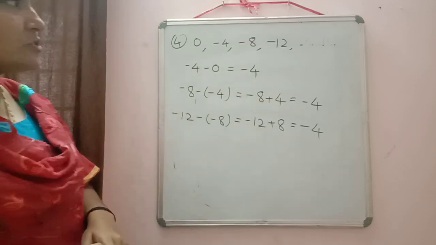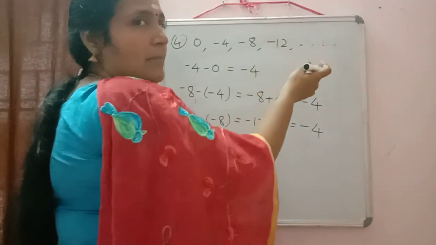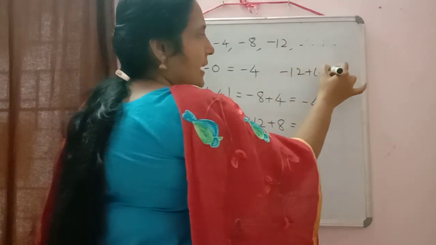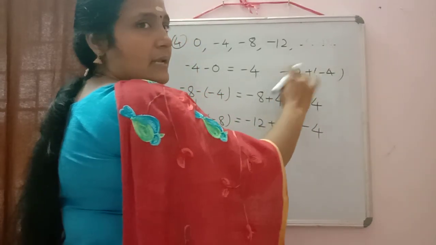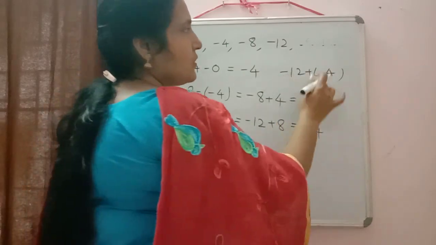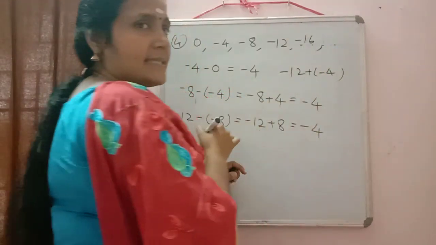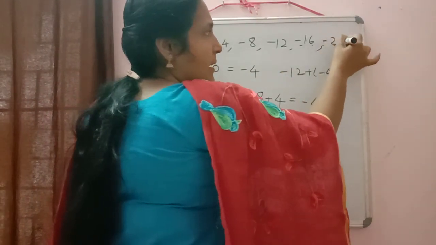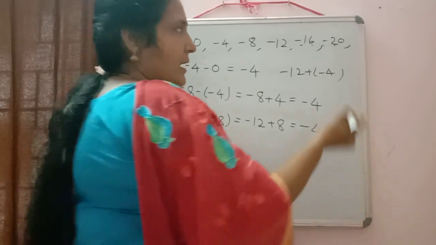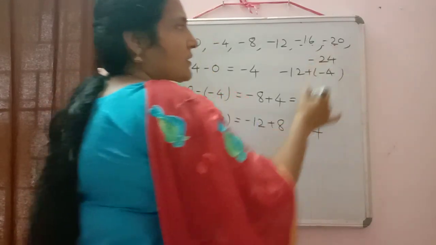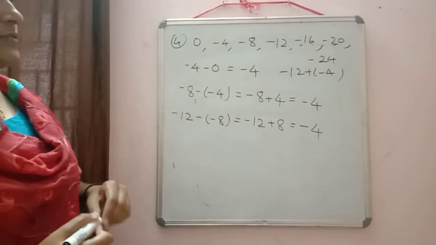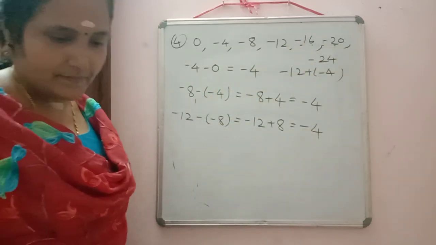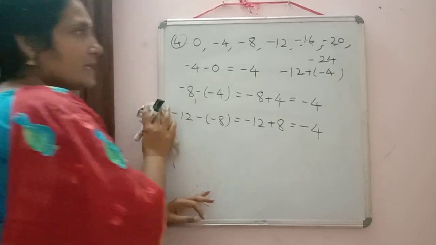So what will be the next one? We are adding minus 4 to minus 12. So minus 12 plus minus 4. When two numbers are negative, we have to add the numbers there. So it will be equal to minus 16. Then next, minus 16 minus 4 will be equal to minus 20. Again, minus 20 minus 4 will be equal to minus 24. So we got the next three terms of the AP. Hope the method is clear to you.